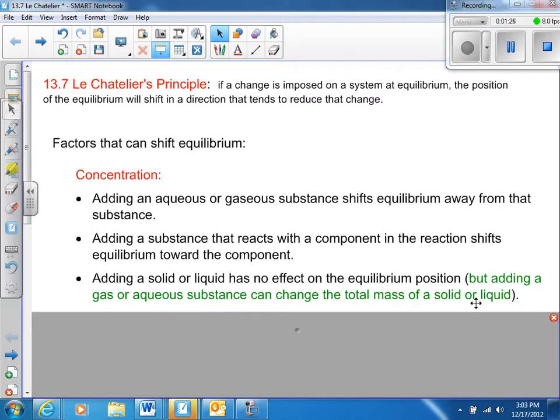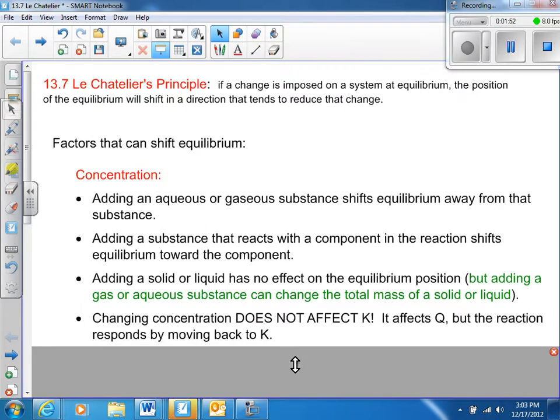However, if you add something that's a gas or aqueous, then you can actually change the mass of a solid or liquid, but adding the solid or liquid doesn't change anything else. It's an important difference here. We can change the mass of the solid or liquid, but adding the solid or liquid doesn't change the amount of gas or aqueous substance.